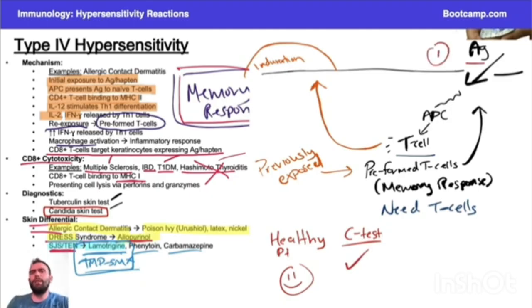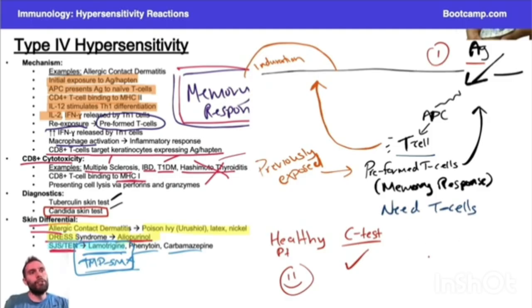You might be saying, well, how do I know this patient was exposed to Candida? Well, almost everybody is exposed to Candida at some point, right? It's a superficial skin infection. We just don't see Candidal infections because our body's able to fight it off. Okay, but most people have been exposed to Candida. And so in a healthy patient, you would expect there to be an induration.